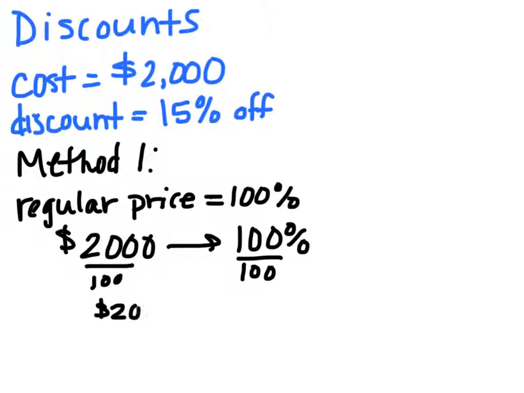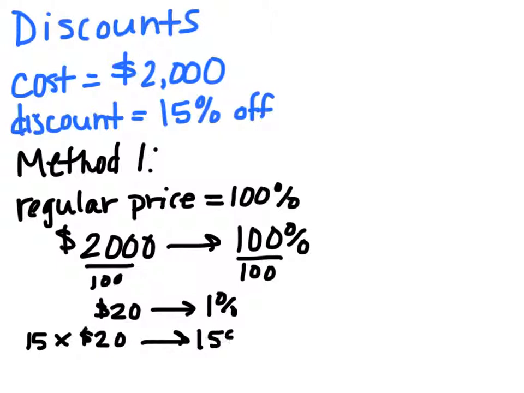$20 represents 1% of the cost. So in order to calculate what 15% of the cost is, we simply need to take 20 times 15. So the amount of the discount is $300.